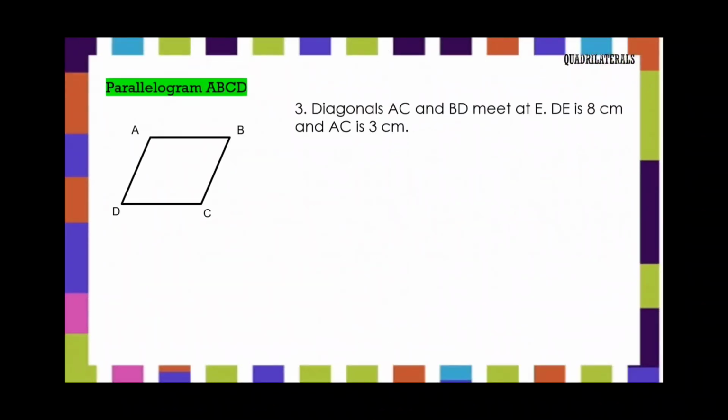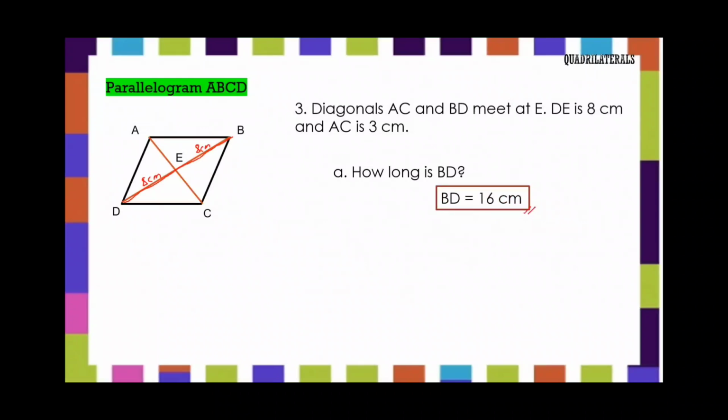Okay, considering parallelogram ABCD. So for number 3, we are given that diagonals AC and BD meet at point E. Okay? So, nag-meet sila at point E. So, we are given that DE is 8 centimeters and AC, yung buong diagonal, is 3 centimeters. Okay? So, for letter A, how long is BD? So, ang tinatanong sa letter A ay kung gaano kahaba yung diagonal BD. If DE is 8, take note that BE is also 8 centimeters. Therefore, 8 plus 8, that will give you 16 centimeters.